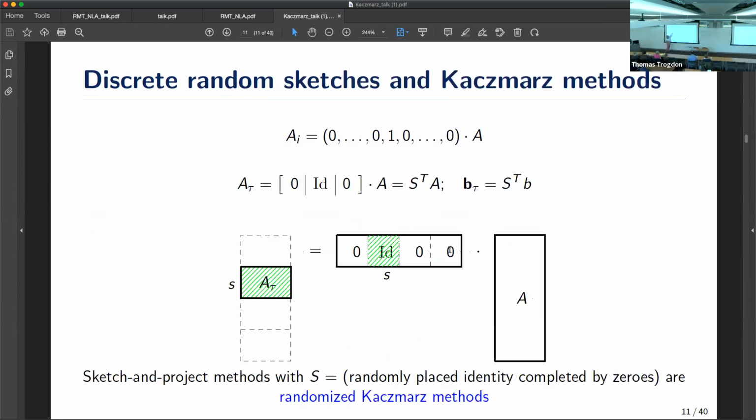That's that. Or we could do identity matrix padded with zeros if I don't want to restrict myself to one row, if I want a larger size. So this will be block Kaczmarz.